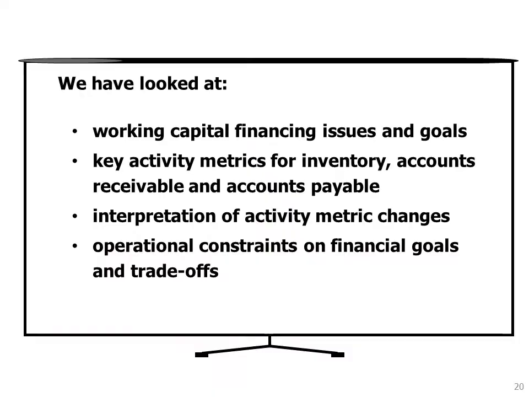So we've looked at some working capital issues and goals, introduced key activity metrics for inventory, accounts receivable, and accounts payable, talked about some of the interpretation of activity metric changes, and some of the operational constraints on financial goals and trade-offs.